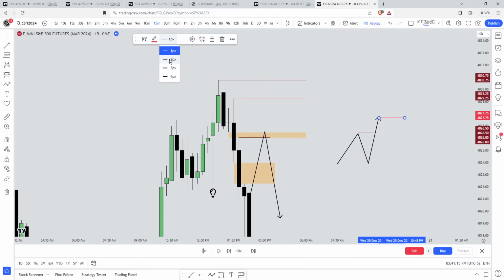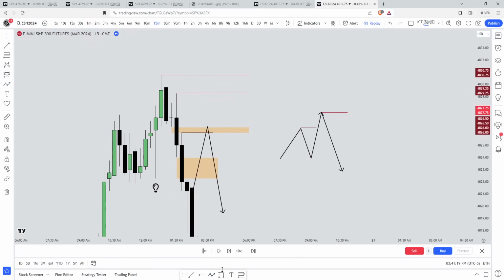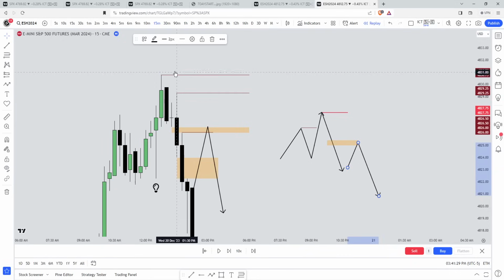So this red level will always be the safest stop for a 2022 model. When price returns back up into a fair value gap in here, it's not likely to take out that red level. And if it does, well, you had the wrong bias. So those are going to be stop placements. Just inverse it for a bullish example.